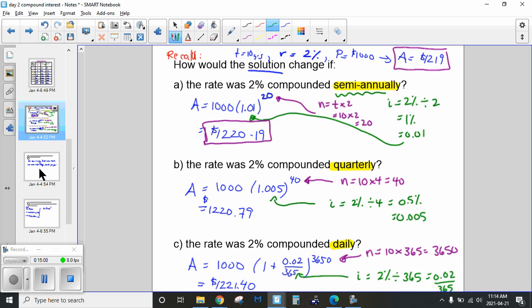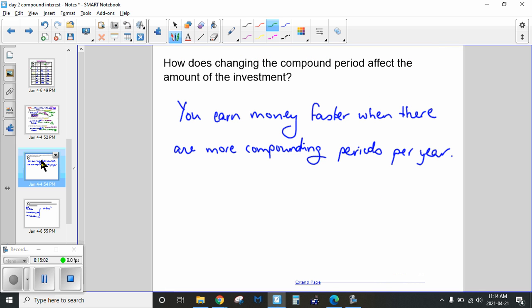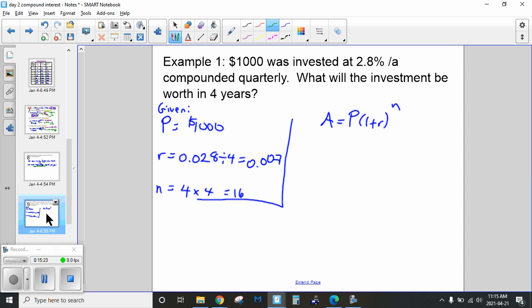All right, so back to your actual note. Oh, one more little idea here. How does changing the compound period affect the amount of the investment? You earn money faster when there are more compounding periods per year. Okay, so that's exactly what I was just saying on the last slide. All right. Example 1. $1,000 was invested at 2.8%. This notation here means per annum.